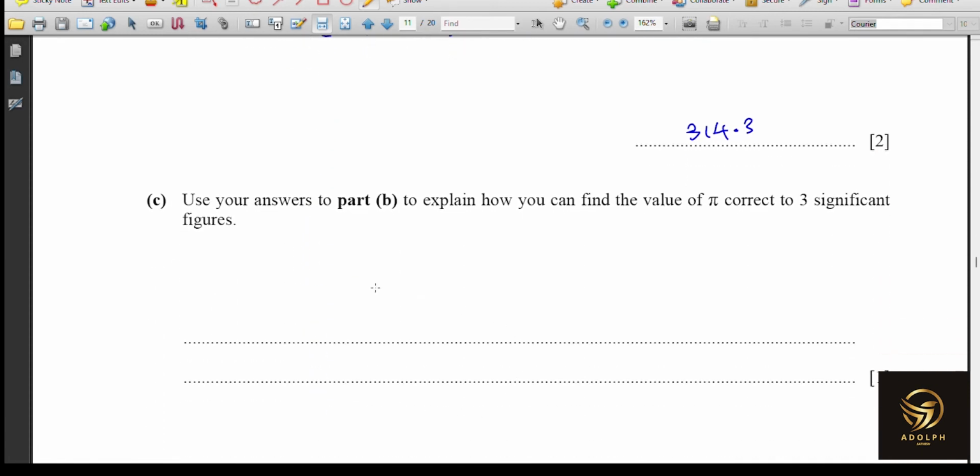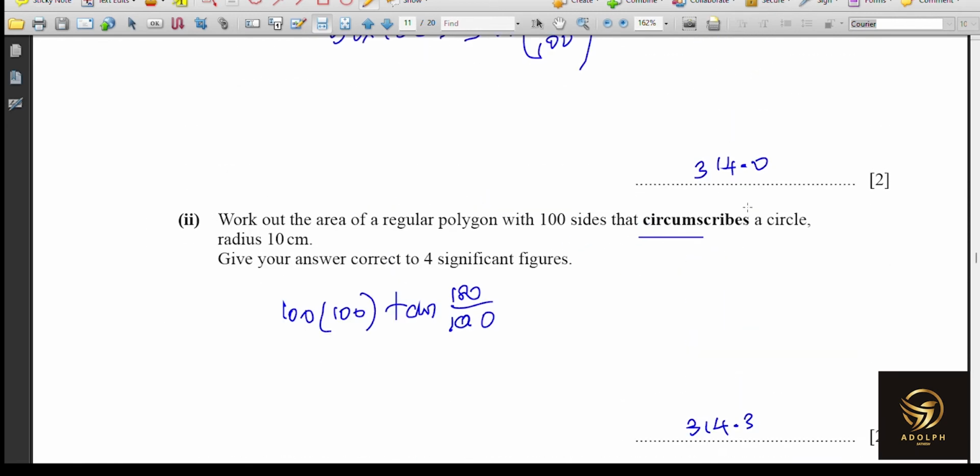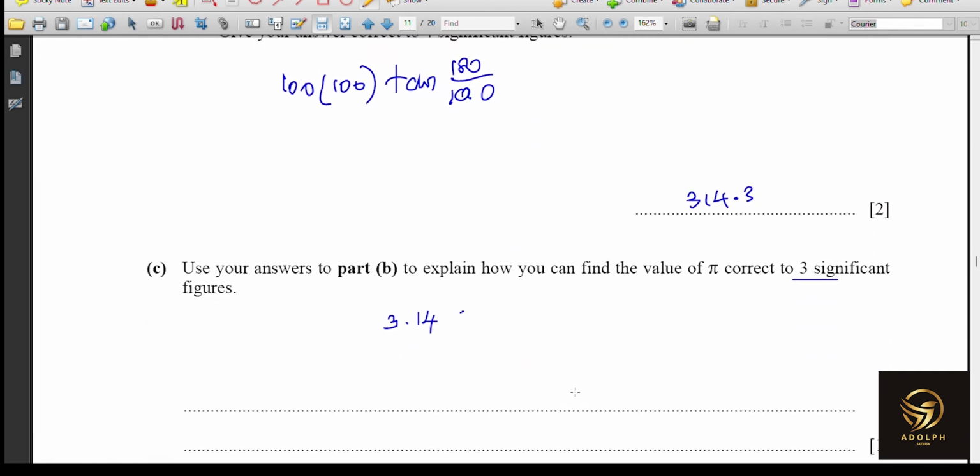Next, use your answers to part B to explain how you can find the value of pi correct to 3 significant figures. So let's do the inequality like we have done in the previous subdivisions. They asked for 3 significant figures, so if we round the answers we got to 3 significant figures, we are getting 3.14. This will become 3.14 less than pi less than 3.14 again, because the 3 will get cut since we are rounding the answer to 3 significant figures.